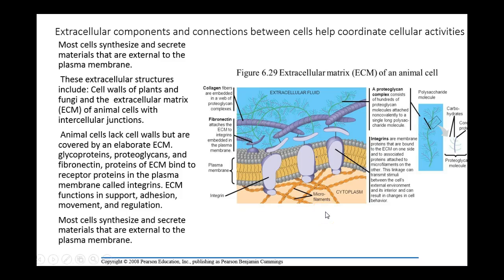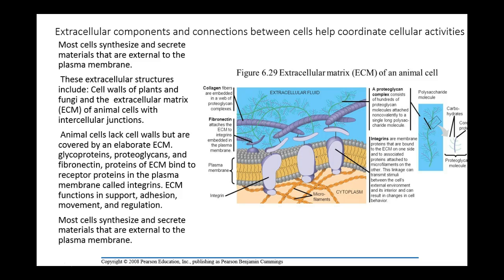Okay, our last major topic to talk about of this chapter is the extracellular components of both the animal and plant cell. And what you're looking at here is the plasma membrane and what is just outside the plasma membrane with regard to an animal cell.